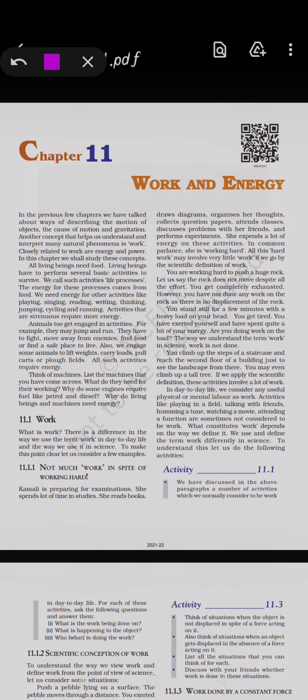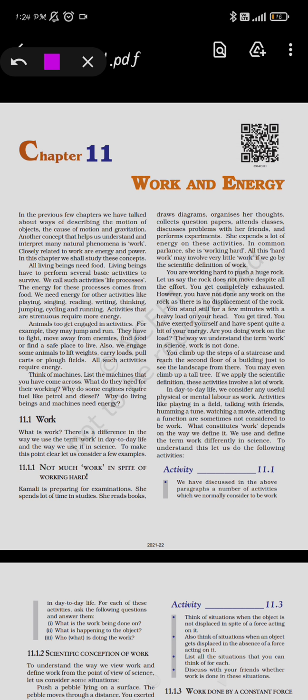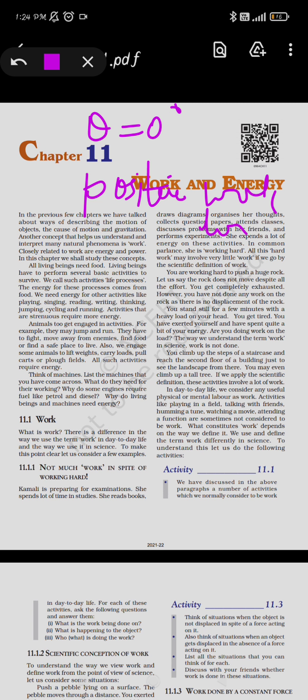So in different conditions we have taken different work done. In the first condition, when we have taken theta equals 0 degree, at that time work done was maximum. So that condition is taken as positive work done. You will have a positive work done at 60 degrees also, and in the 90 degree condition it is taken as 0 work done.